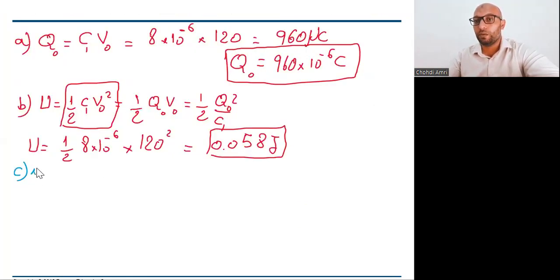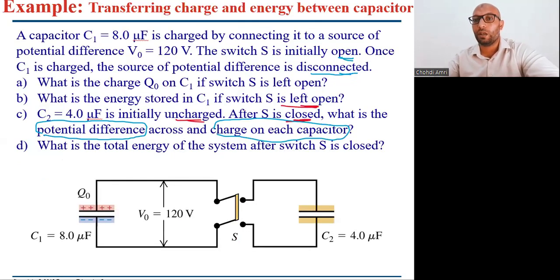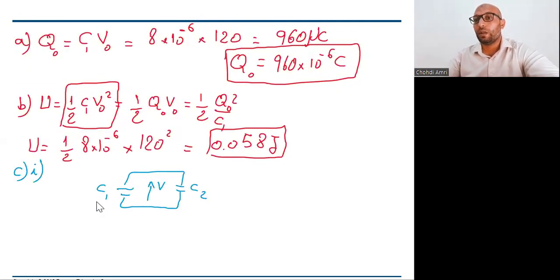Question C, part 1. He's asking about the potential difference. As you know, this is the capacitor C1, and this is the capacitor C2. Before, the potential difference of the battery was 120 volt. Now, what happened to this potential difference? We will see. So this is delta V. He didn't say anything here, so let's say this is V. This capacitance is equal to 8 microfarad, and this capacitance, he said, is 4 microfarad.